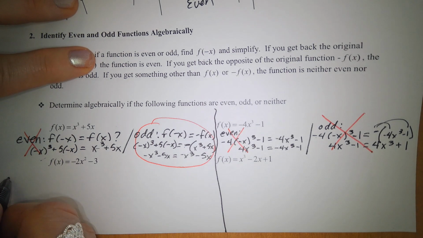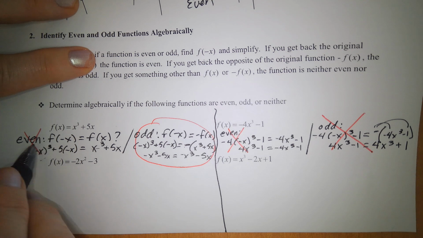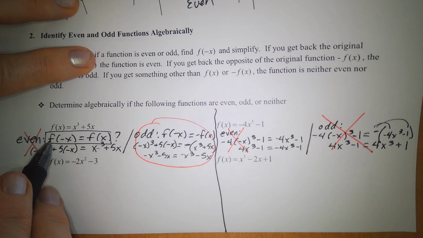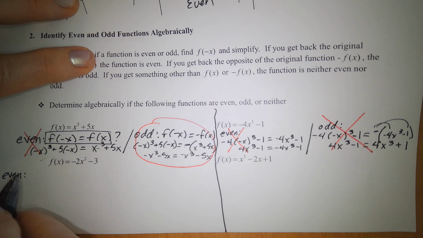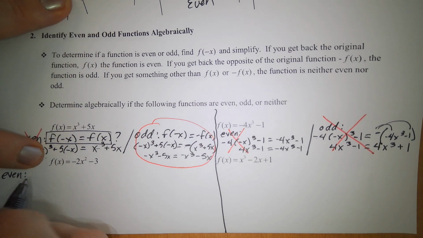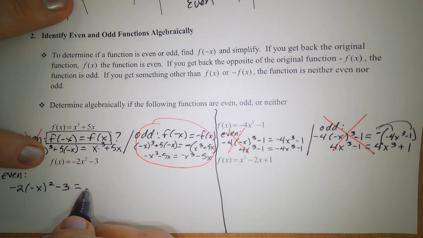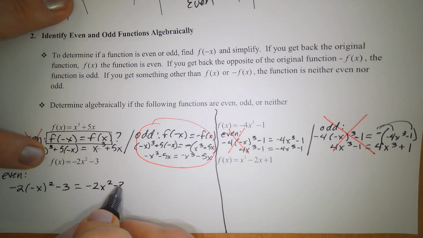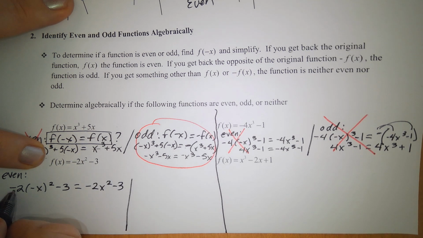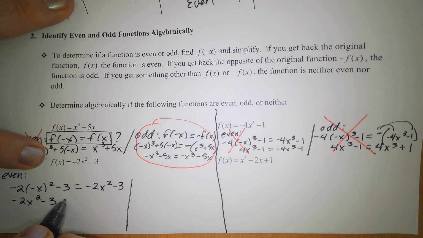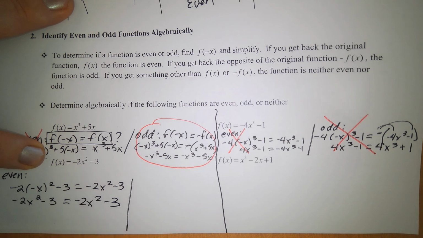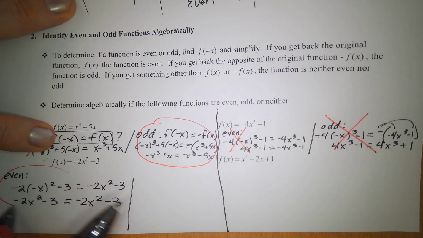For this last one here, let's first test whether it is even. Again, the test to determine whether it is even is to test whether f of negative x equals f of x. So we plug in the negative x into the original function, so it becomes negative 2 times negative x squared minus 3. Is that equal to the original function? Well, this negative x, the negative will disappear because I'm taking it to an even power. So this becomes a positive x squared, but I have the negative 2 out in front. There you have it. This function is indeed even.